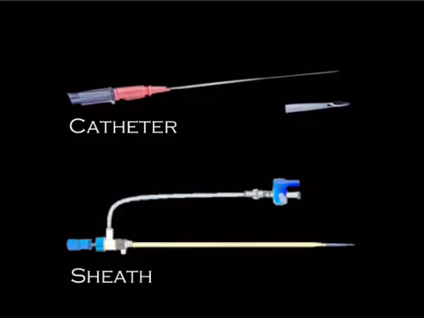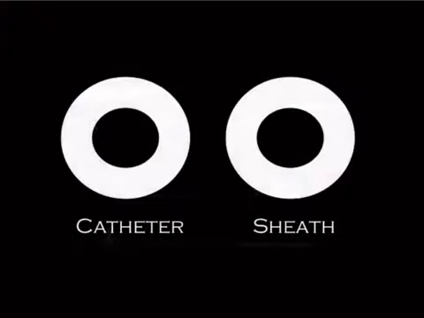Now there's two different things you can stick in people's legs. There's catheters and there's sheaths. And what French means is variable depending on which one of these things you're using. So you've got a catheter and a sheath. Catheter, the French is measured from outer diameter to outer diameter. A sheath, it's measured from inner diameter to inner diameter.